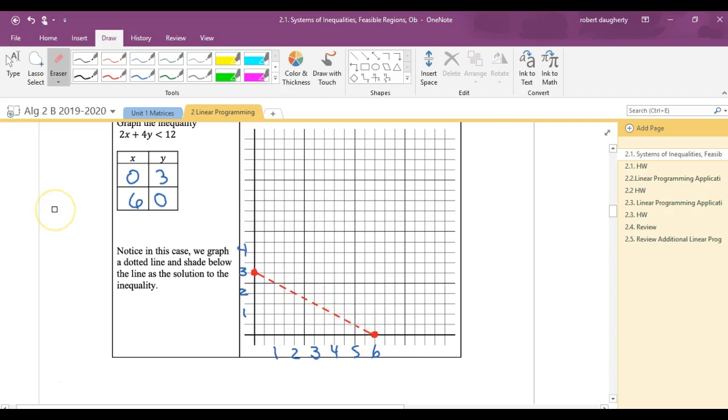Everyone see why it's a dotted line? Because it says less than, not less than or equal to. Where do you think I will shade for this one? Below. Okay. So this is the answer for this one.